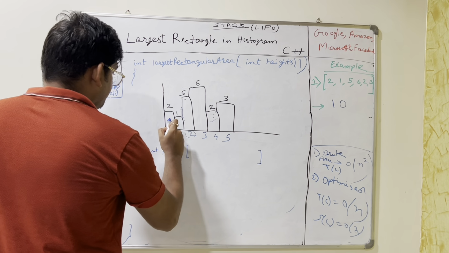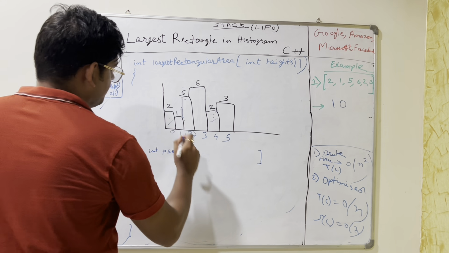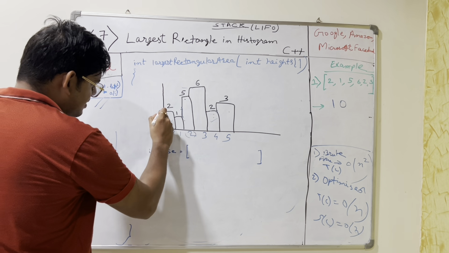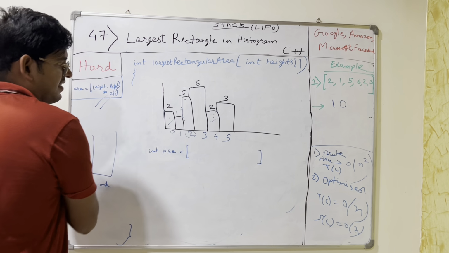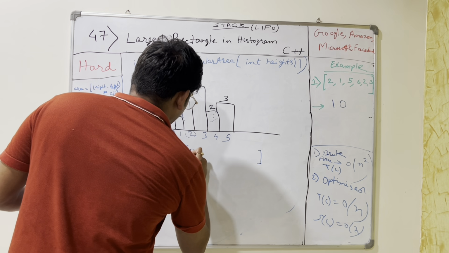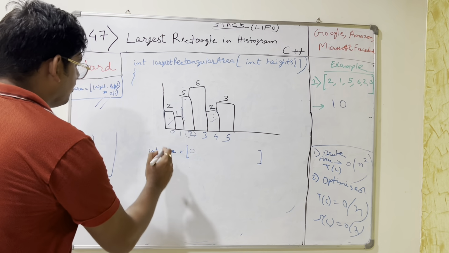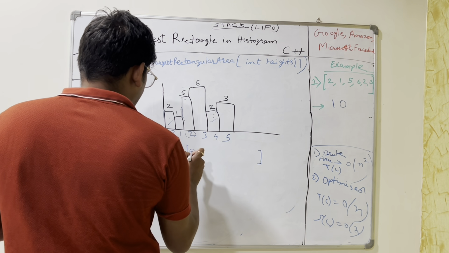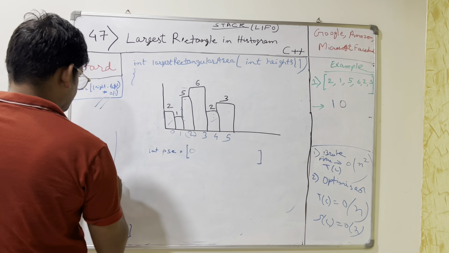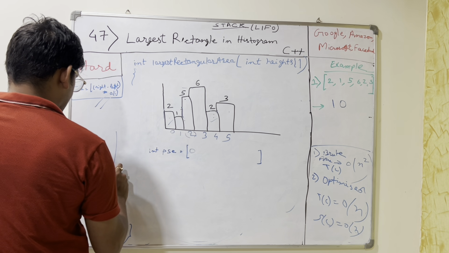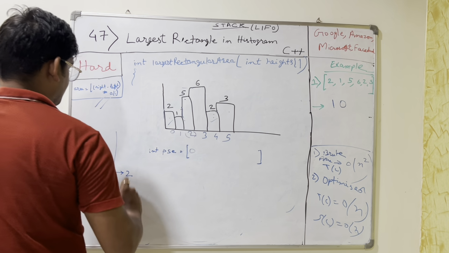So for this one we don't have anything, since this boundary is this one only and we don't have any other element, so we will store 0. The previous smaller for 2 we don't have, and since the stack is empty, we will insert this into the stack. So we store the index, here 2, the value is 2.